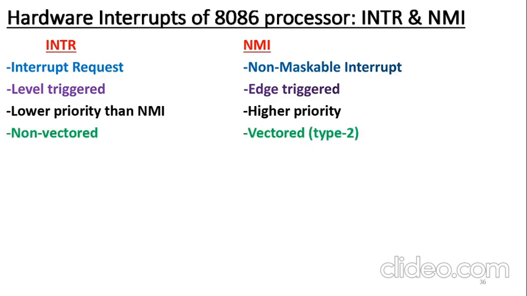Then next, INTR is a non-vectored interrupt, whereas NMI is a vectored, type 2 interrupt. It means that whenever an interrupt is received on the NMI pin, the 8086 processor is sure to which memory address it has to go to execute the interrupt service routine of NMI. That's why it is called a vectored interrupt. The address where that NMI service routine is present in memory is known to the processor.